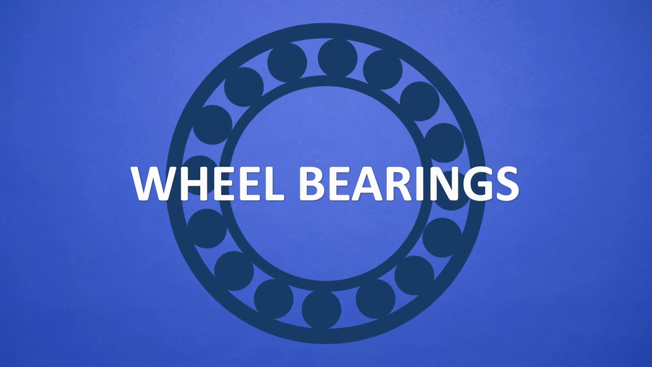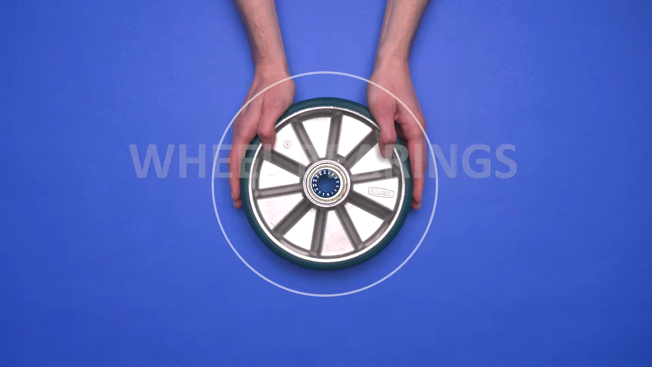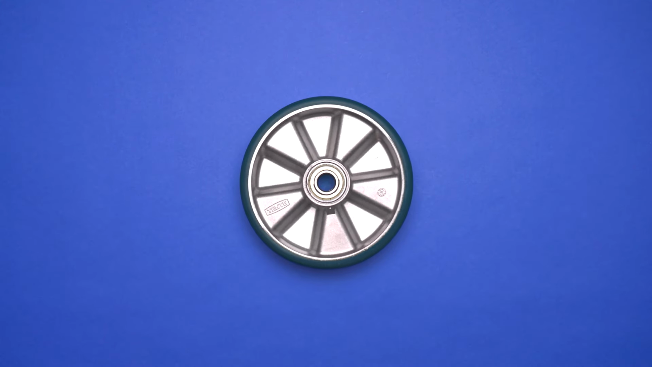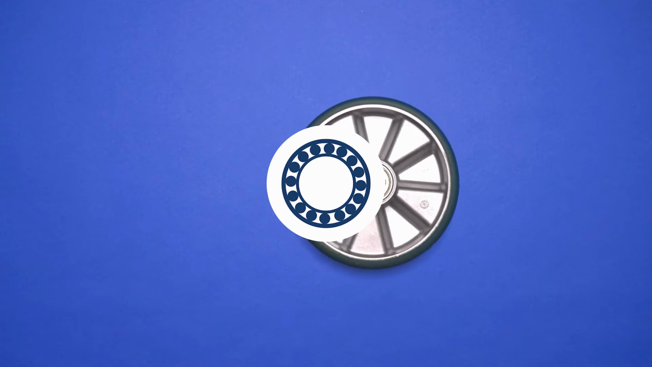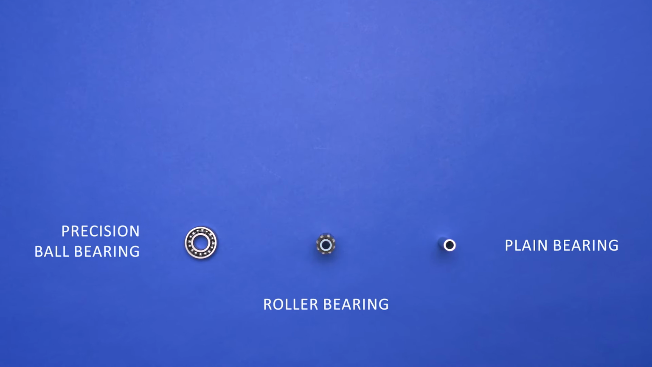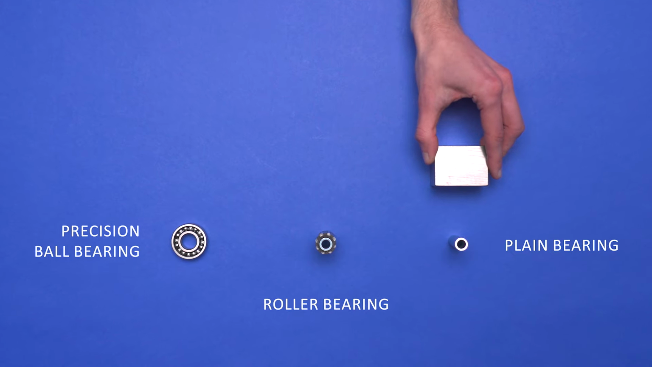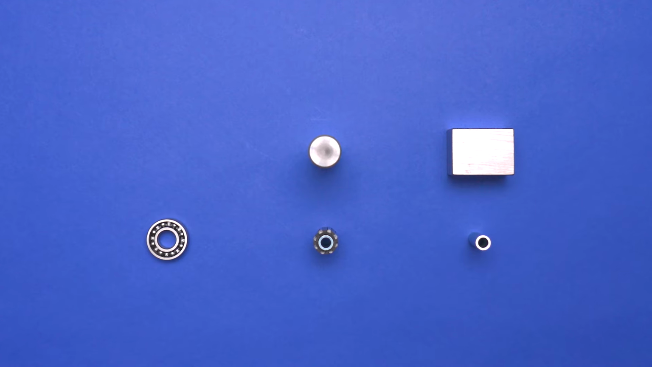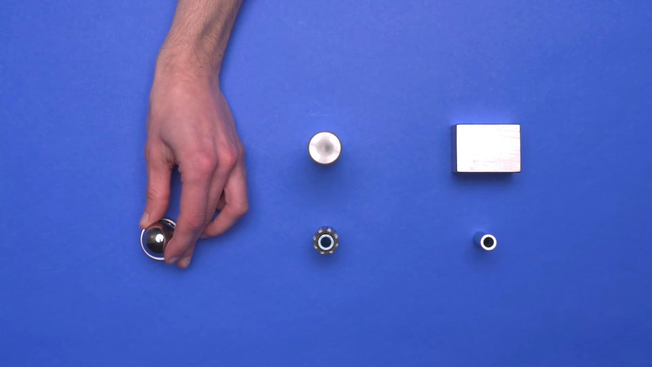To ensure that wheels always run smoothly, they need some sort of bearing. The bearing is one of the components that helps to determine the running characteristics of the wheel. Depending on the demands that must be met, there are different types of bearings. The three most common types are plain bearing, roller bearing, and precision ball bearing. Each type of bearing offers its own advantages, which come into play in many different applications. Let's have a closer look at them.